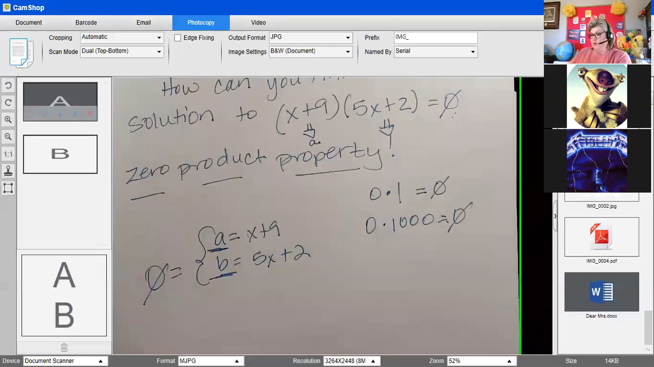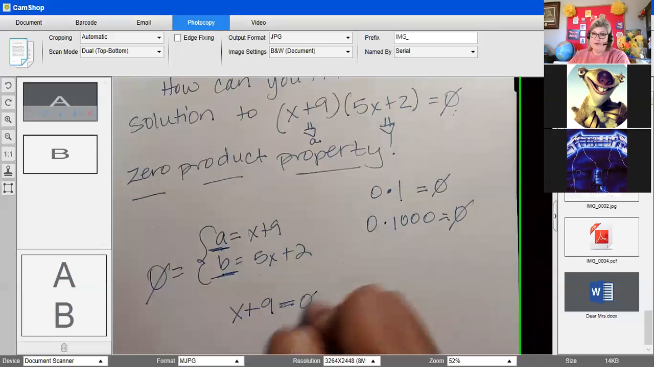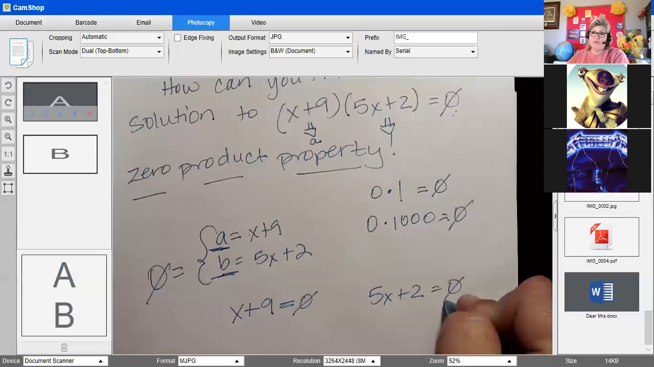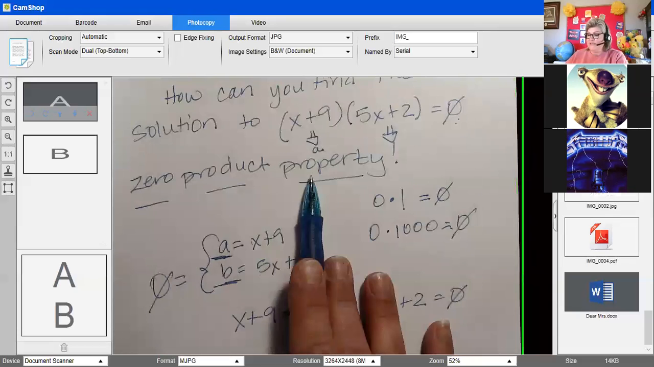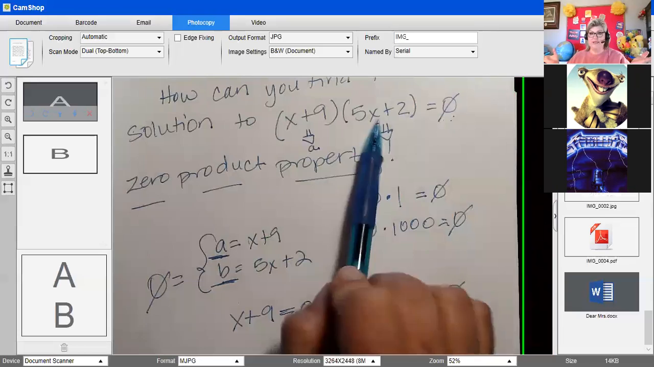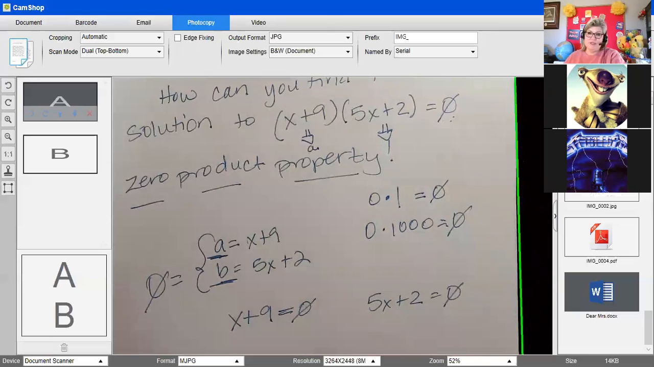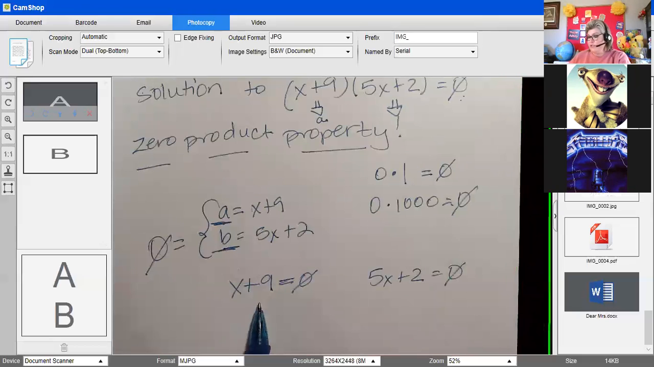That's the first step. So we're going to put x plus 9, and we're going to set it equal to 0. And 5x plus 2 is equal to 0. And so that's what we call the zero product property. Basically, if this is equal to 0, we know one of these has to be equal to 0. We don't know which one it is. And so to solve this type of equation, we are going to break them apart and set each one equal to 0. And then it becomes just a one-step equation, as in this one, or a two-step equation, as in this side.